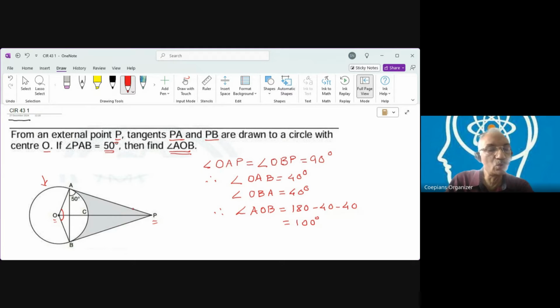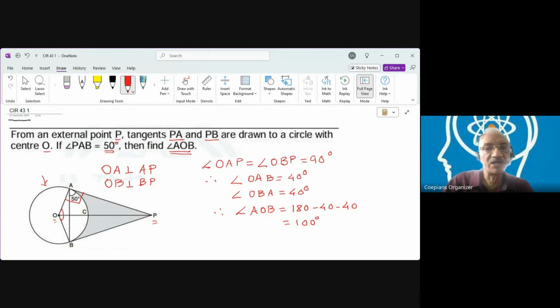Now we are going to use the property of the tangent. Can you please recollect what is the property of the tangent? The basic property of the tangent is that the tangent is perpendicular to the radius drawn. So OA is perpendicular to AP, and similarly OB is perpendicular to BP. So this particular angle is 90 degrees.